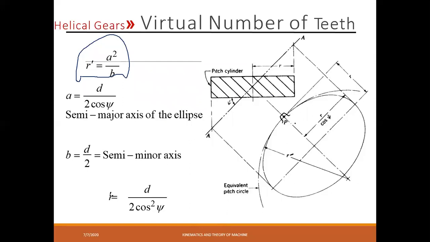So a is equal to d upon 2 cos psi, the semi-major axis of the ellipse. But we have taken b equal to d by 2, which is the semi-minor axis. So putting the values of a and b into the equation of r', we get r' equal to d upon 2 cos square psi.